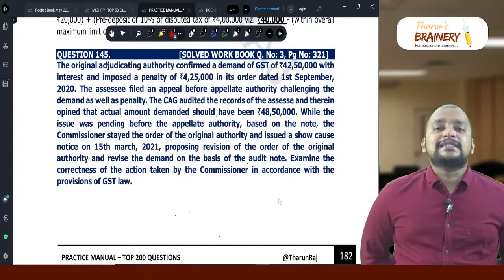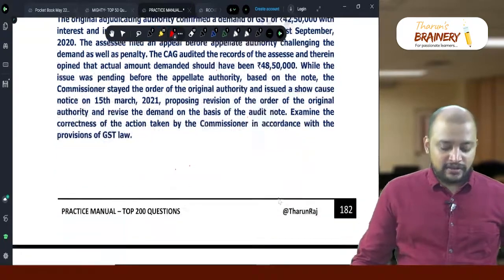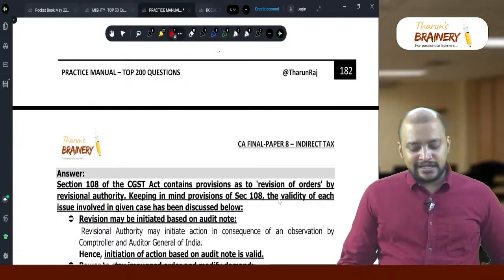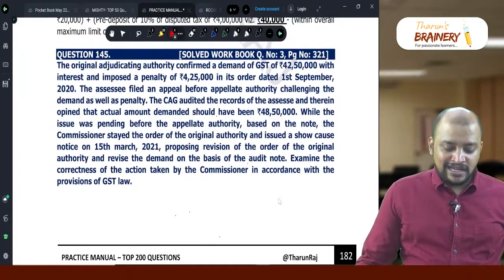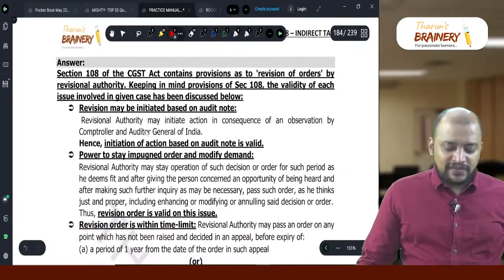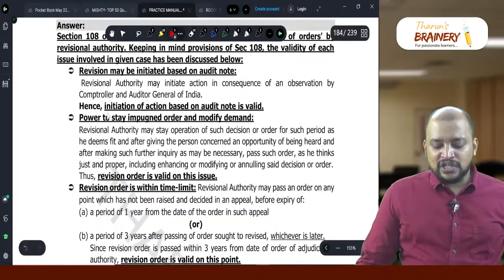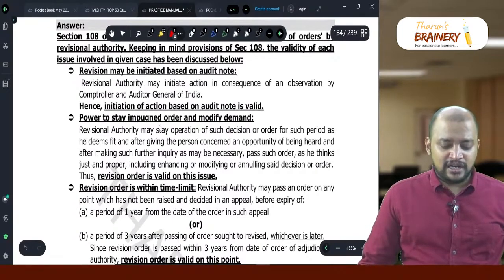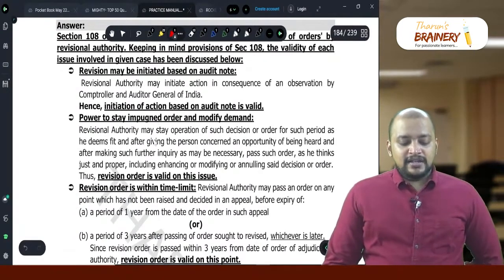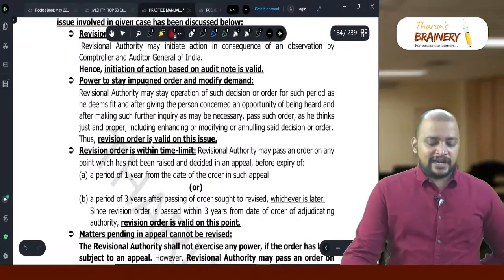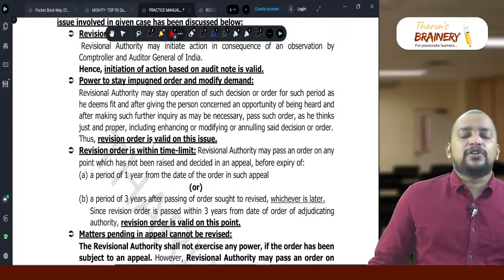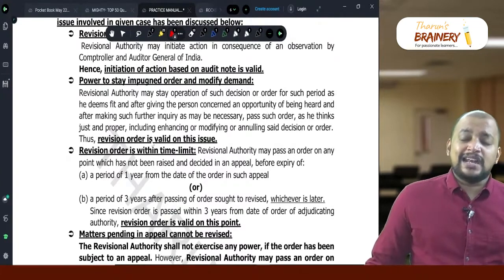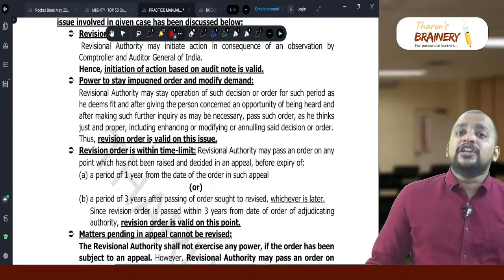This is like enhancing the amount in the adjudication order. For that purpose, we have a revisional authority, which will revise the order. So that revisional authority can initiate the revision of the order based on the audit note, and the power to stay the impugned order and modify the demand is valid. The revisional authority has the power to revise the order, either enhance or modify or annul it.